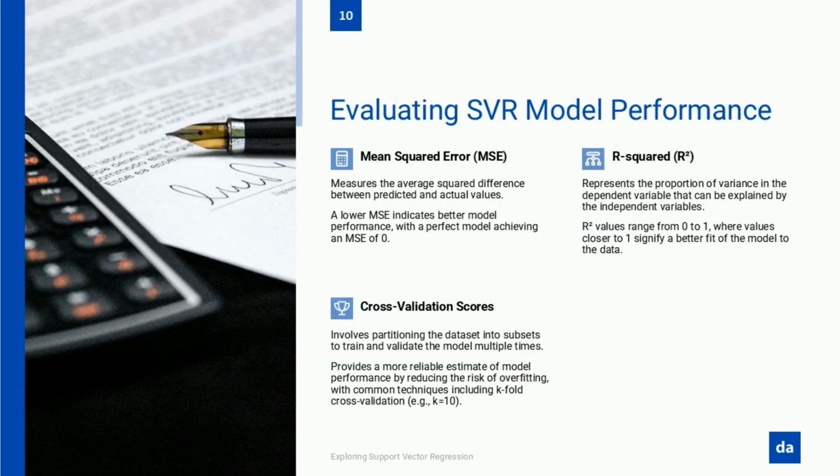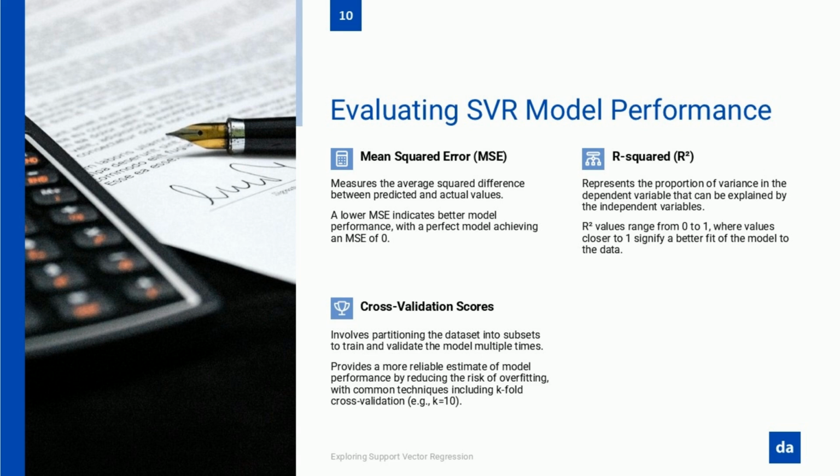Once we've trained and fine-tuned our support vector regression model, the next crucial step is to evaluate how well it performs. A model might seem great during training, but if it doesn't generalize well to unseen data, it won't be useful in real-world applications. To measure the effectiveness of an SVR model, we rely on key performance metrics that tell us how accurate and reliable its predictions are.